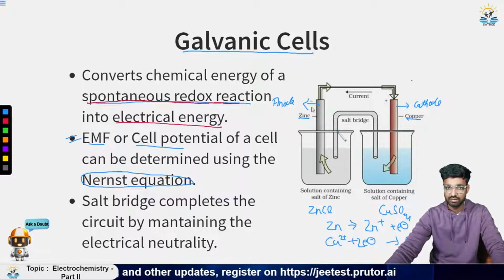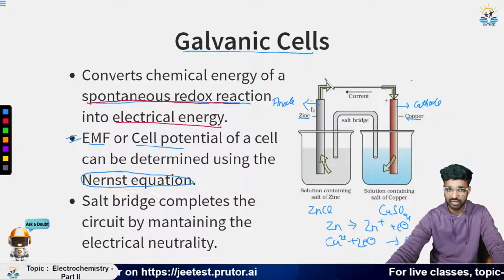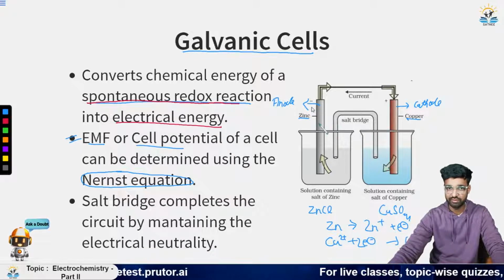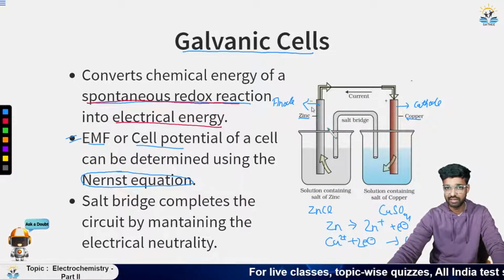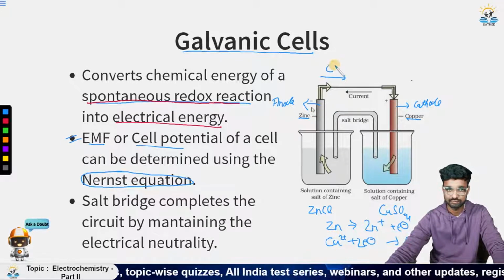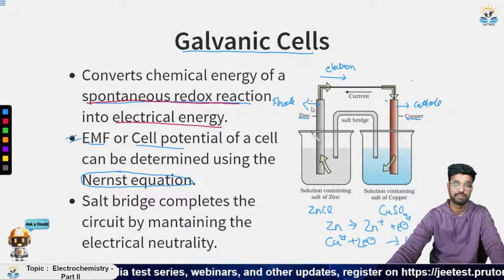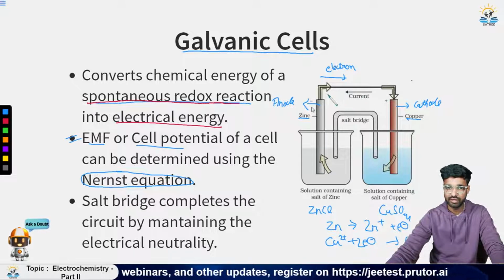Now this is the direction of current that is shown. The opposite will be the direction of electron flow. You know it very well from physics, where the direction of current and the direction of electrons are opposite to each other. So this is the direction of electron: the electron is flowing in this direction and current is flowing in that direction.